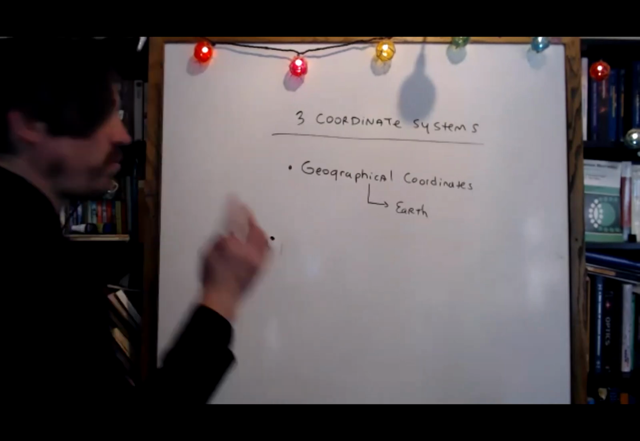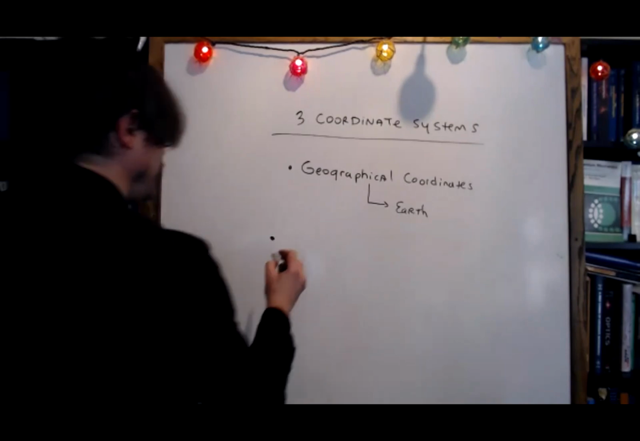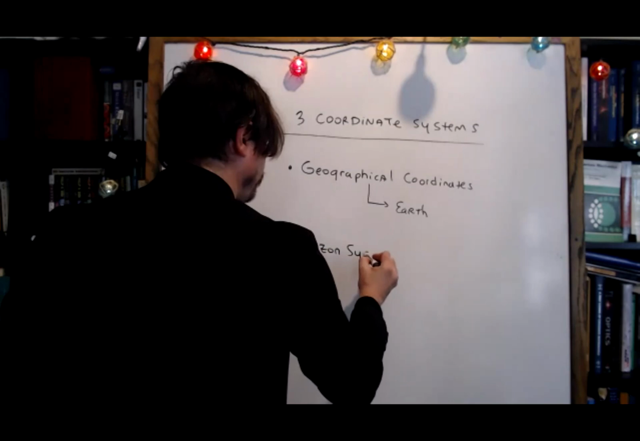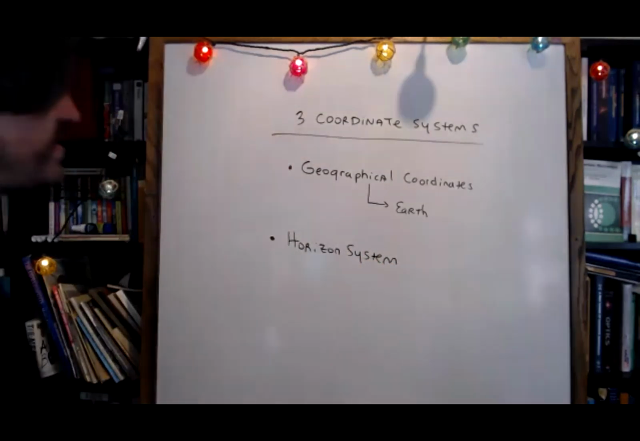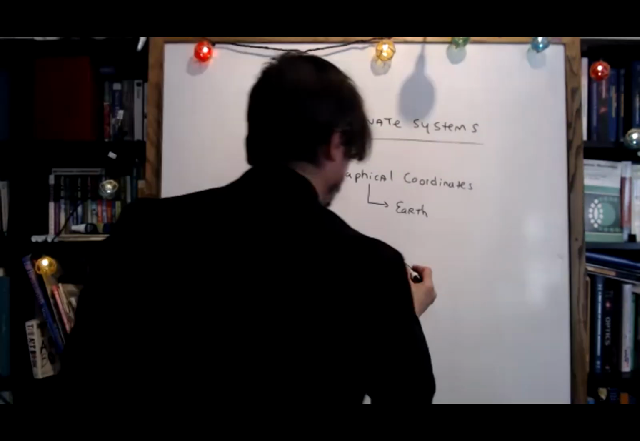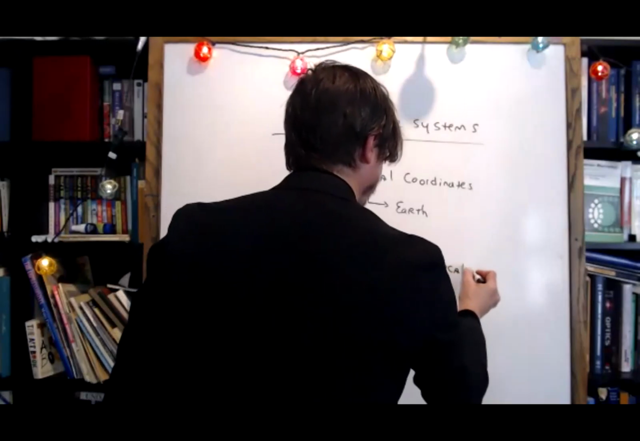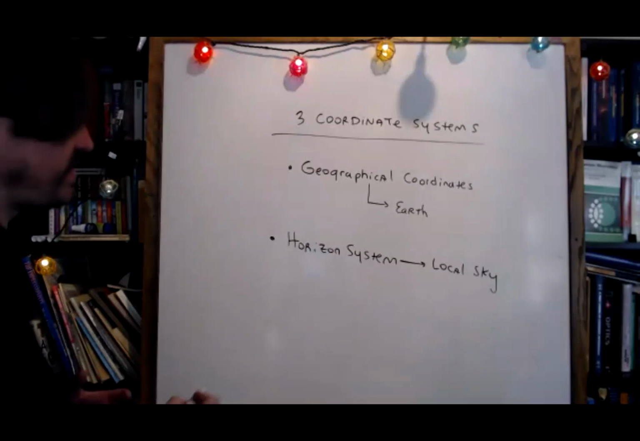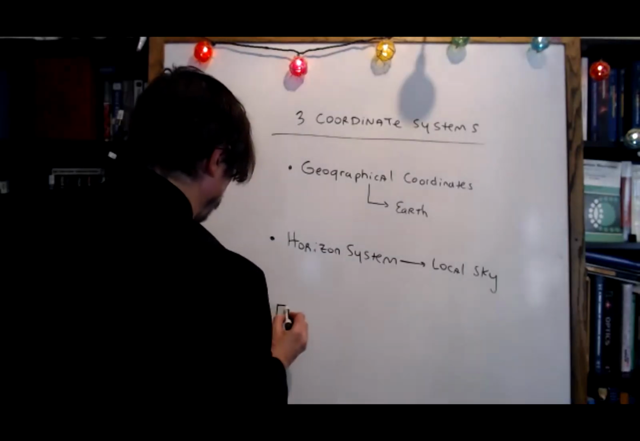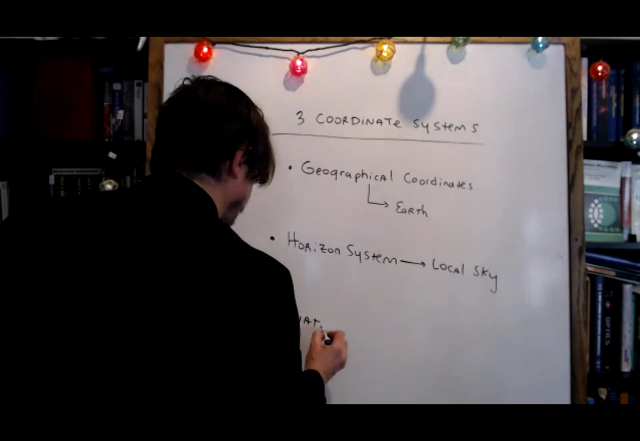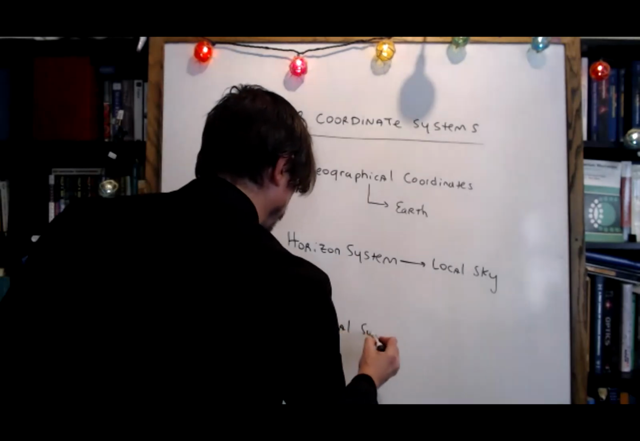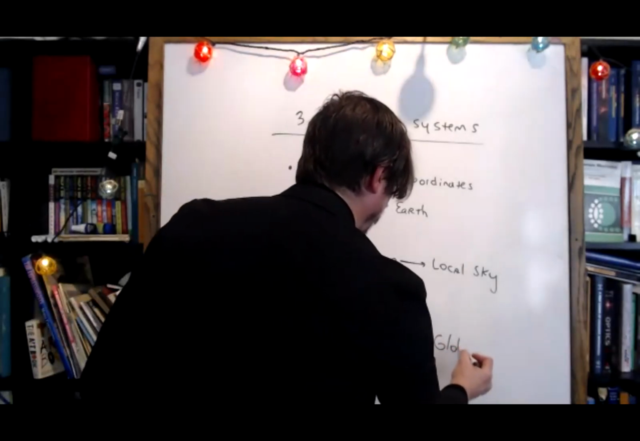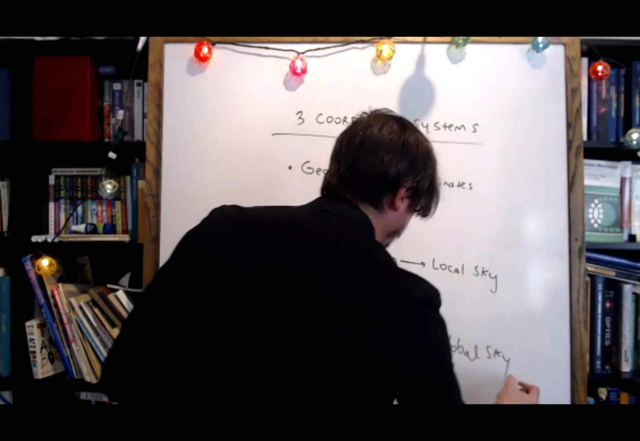Then we're going to have 2 coordinate systems for stars. We'll have something called the horizon system. The horizon system is a simple coordinate system that you can use in your local sky. And we're going to need a more advanced coordinate system called the Equatorial System. That helps you locate objects on the global sky or on the celestial sphere.